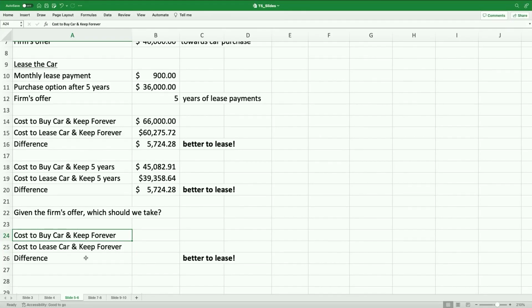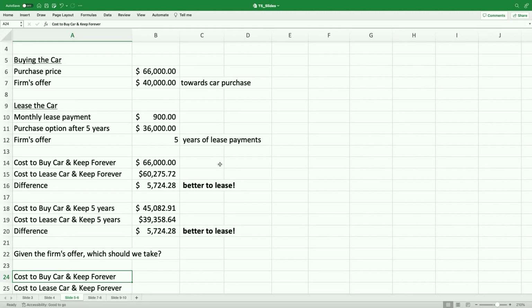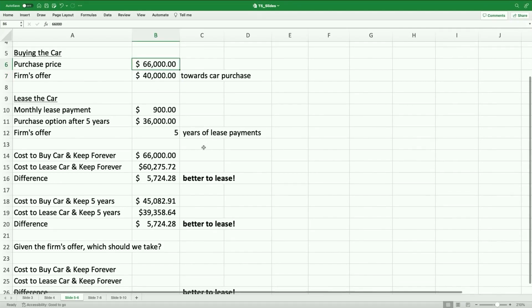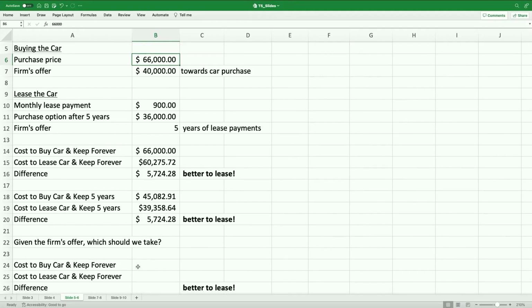Okay. So I'm just going to do it under the keep forever condition. So let's think about it. Given the firm's offer, what is the cost to buying the car and keeping it forever? What would the cost be? Well, let's remind ourselves what the firm is offering. The firm is offering to give us $40,000 towards the purchase of the car. The purchase of the car is $66,000, we know in present value terms.